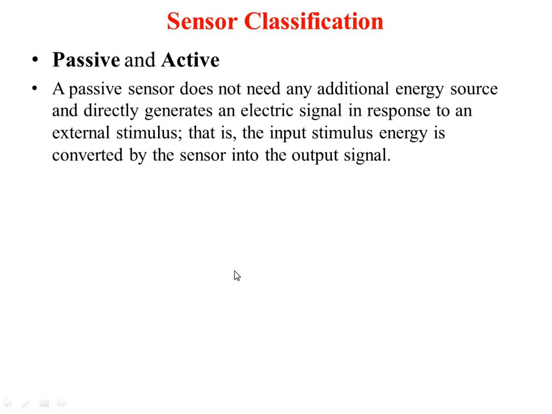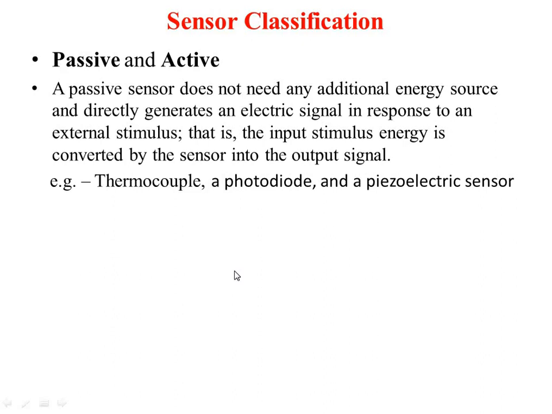Passive sensors don't need any additional energy source. They can directly generate the electrical signal in response to an external stimulus. That means if you apply a physical quantity to that sensor, it will directly generate an electrical signal. So input is energy, and that is converted into an output signal in the form of electrical energy. So stimulus energy is converted into electrical energy. The examples are thermocouple, photodiode, piezoelectric sensor.